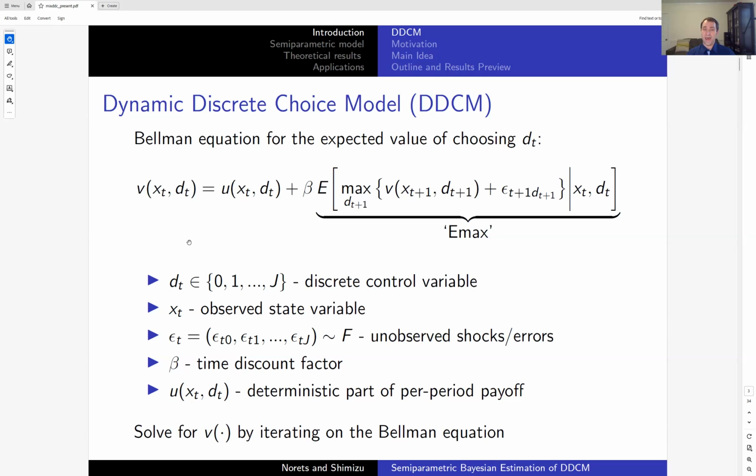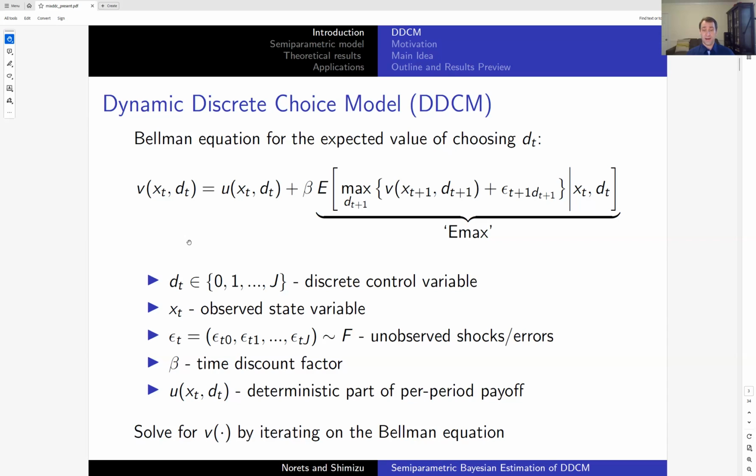This model has a recursive structure. At any point in time, it looks like we are exactly at the initial state, but with different values of state variables. That's why it can be rewritten recursively in the form of the so-called Bellman equation. We have the expected value of choosing alternative d_t. It's given by utility plus the discounted expected value of the future utilities, given that the agent will optimally make choices in the future as well.